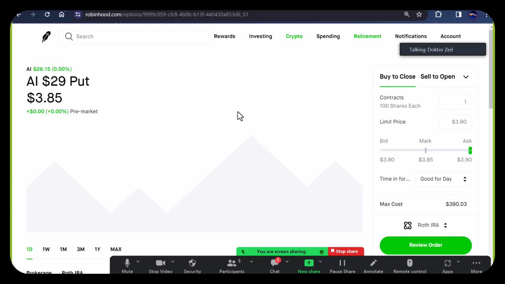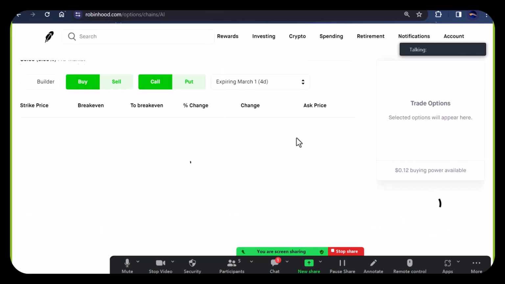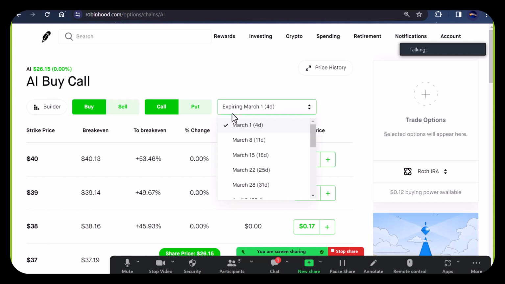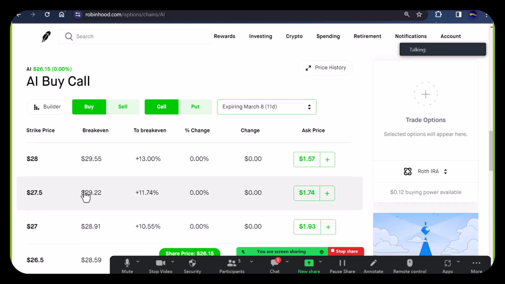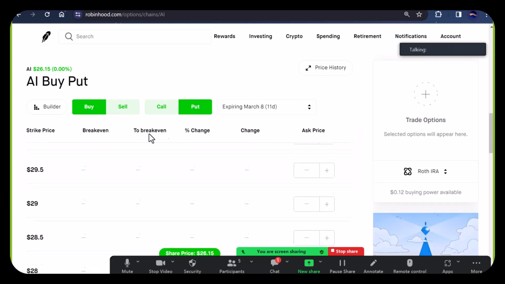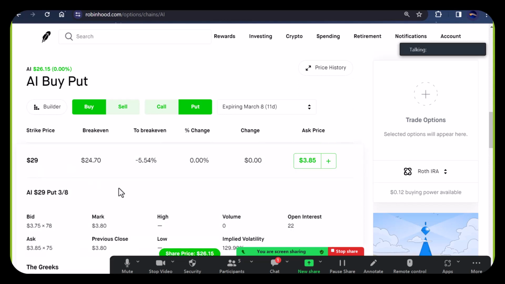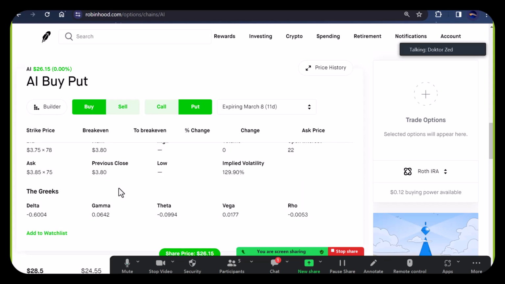For example, if you looked at the March 8th, 29 puts, what's the implied volatility? That's also 385. And look at the implied volatility, 129.90.